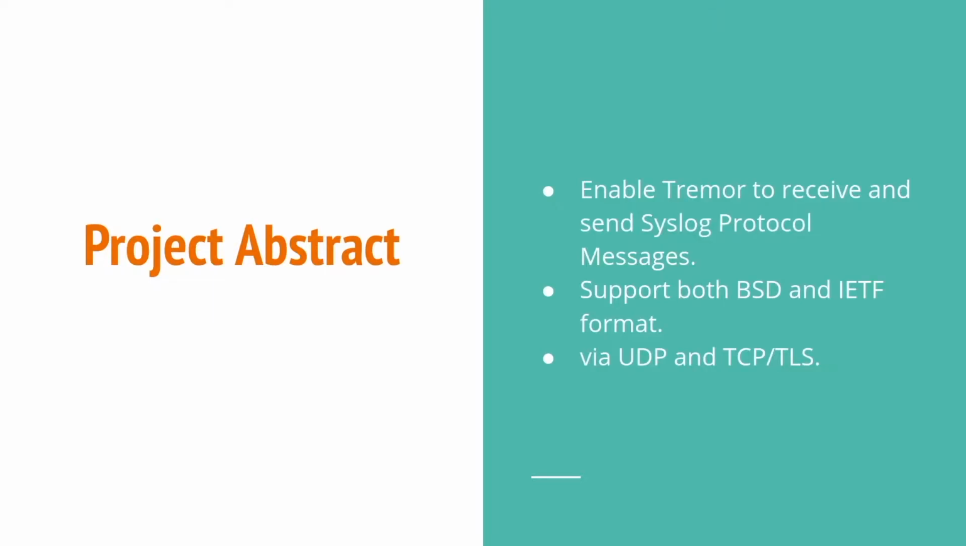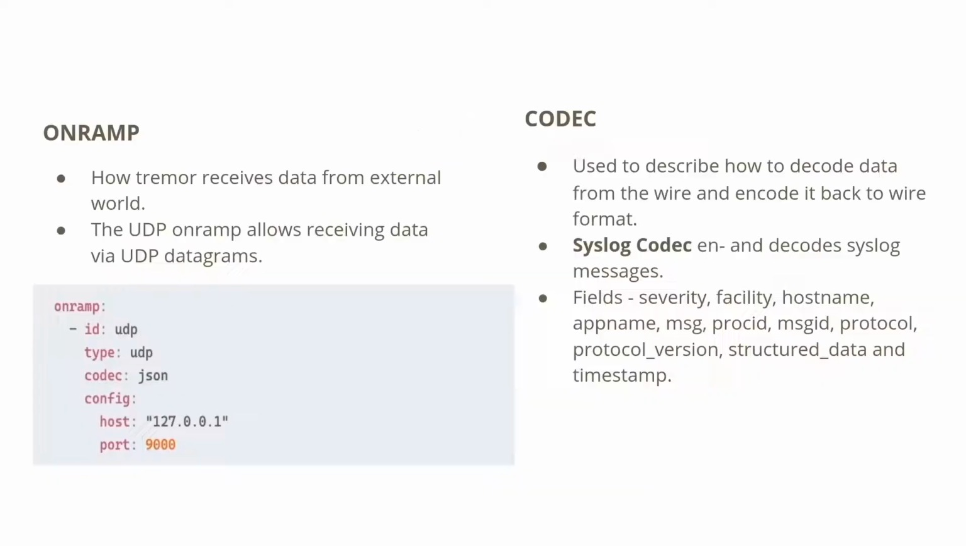As you might have got an idea up till now, my work was to enable Tremor to receive and send syslog protocol messages. Now there have been different syslog protocols in use. There's the old BSD format and then the standard IETF format. So it was desired that Tremor support both of these via UDP and TCP TLS. So I started with enabling syslog support to Tremor via UDP. Syslog messages are usually sent via UDP, where one UDP packet contains one syslog message.